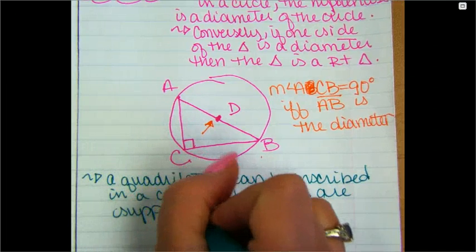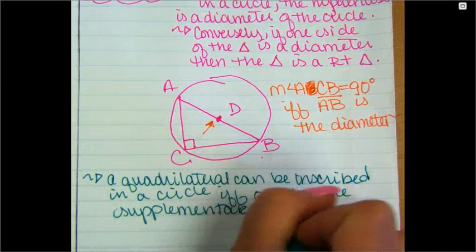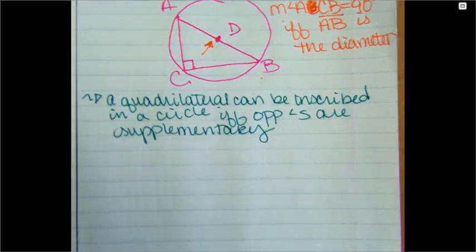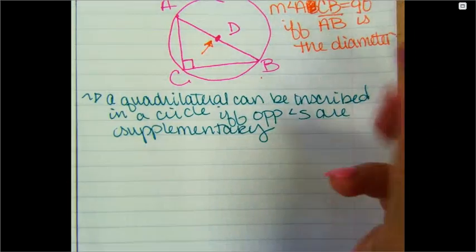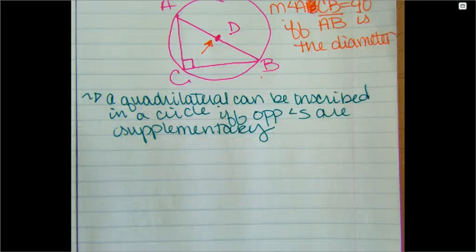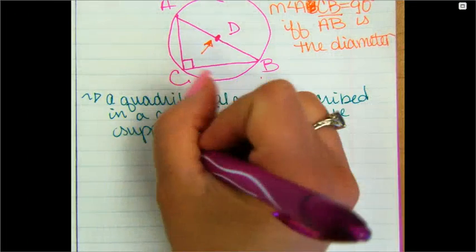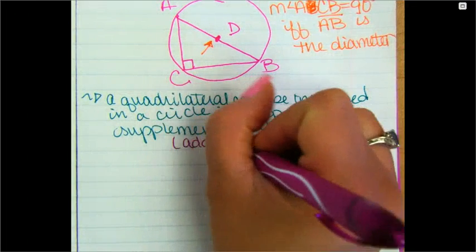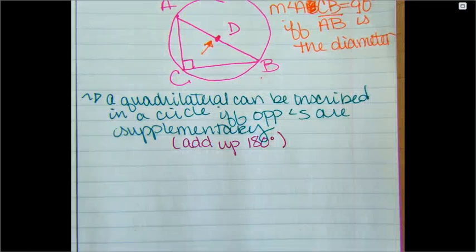What does it mean to be supplementary? They equal 180? That's the wrong words to say. Let's use the right words. 180 is correct, but we need to use the correct words to get up to that. Add up to 180. That's different. If we say equal to 180, that means only one has to equal 180. But if they add up to 180, then we're adding two things. Yes? So a quadrilateral can be inscribed in a circle if opposite angles are supplementary.